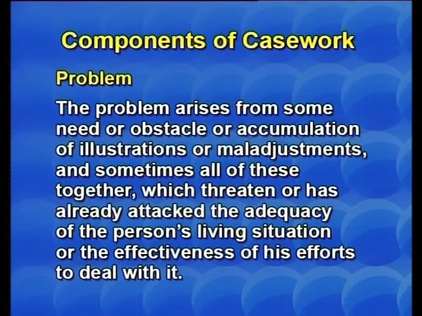According to Helen Perlman, the problem arises from some need or obstacle or an accumulation of illustrations of maladjustments, and sometimes all of these together. They threaten or attack the adequacy of a person's living situation or the effectiveness of his efforts to deal with those situations. That's the nature of the client, she felt, when he or she came to the agency.